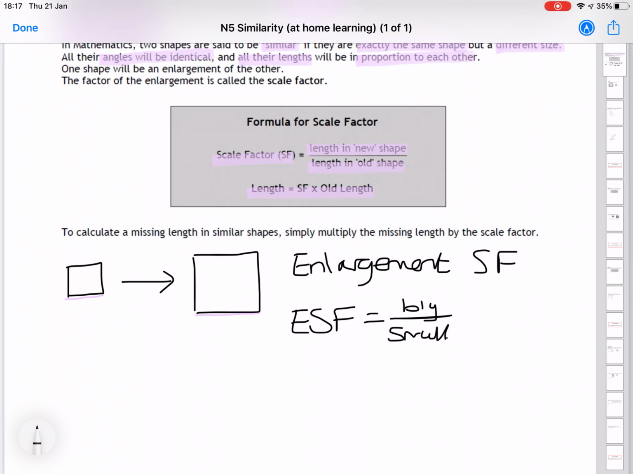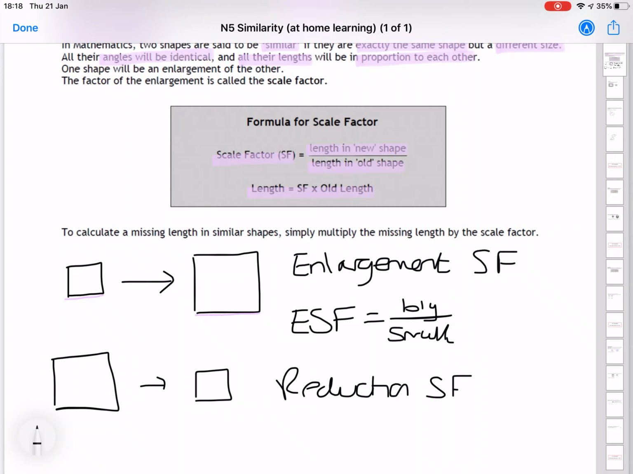If your picture's been made larger, the side on the larger picture is your new side and the side on your smaller picture is the old side. But I find it helpful to describe it as big over small for some pupils. Equally, if you have a larger shape and you have made it smaller, we would call that a reduction. So it would be reduction scale factors being used.